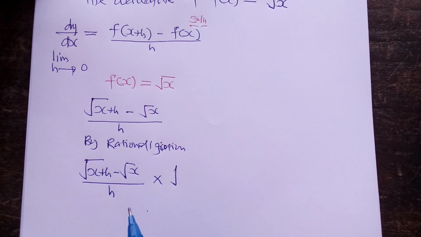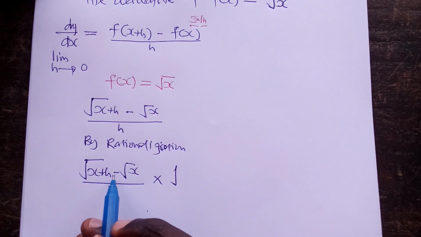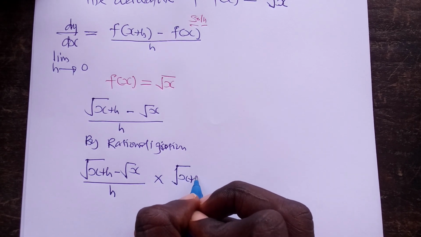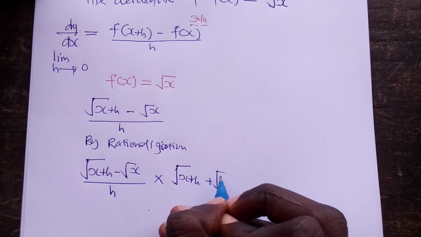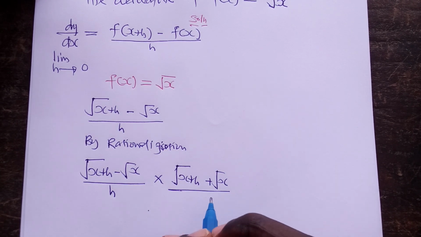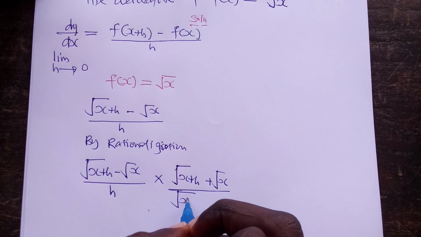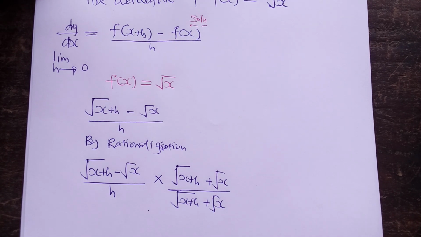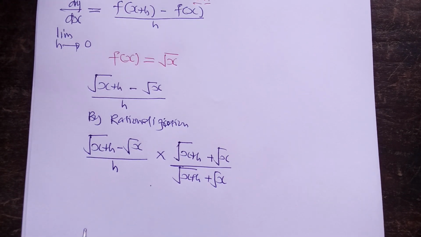Most of you always know that most often we rationalize the denominator. Here in this case, we need to rationalize the numerator. That is this. Then this one becomes root of x plus h plus root x, divided by root of x plus h plus root x. Now from this point, we multiply corresponding terms. This is multiplying this, this is also multiplying this. Now let us multiply and see what we are going to have.